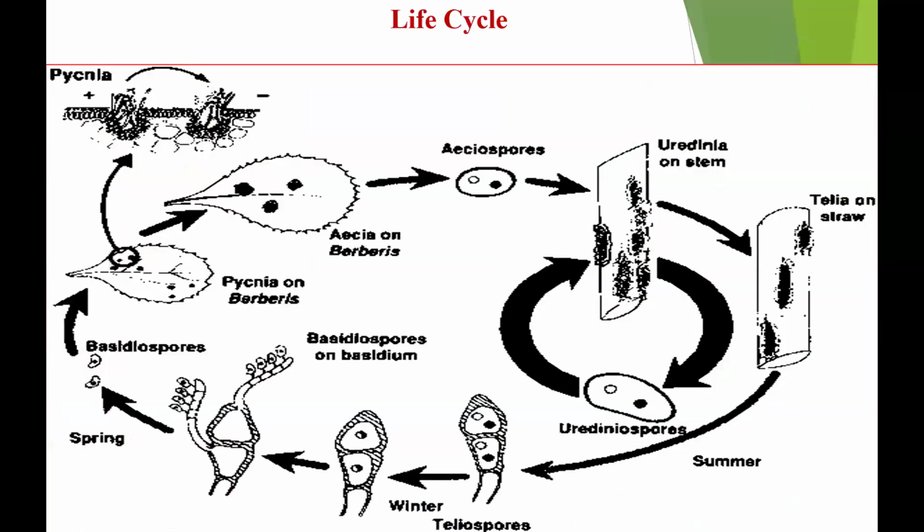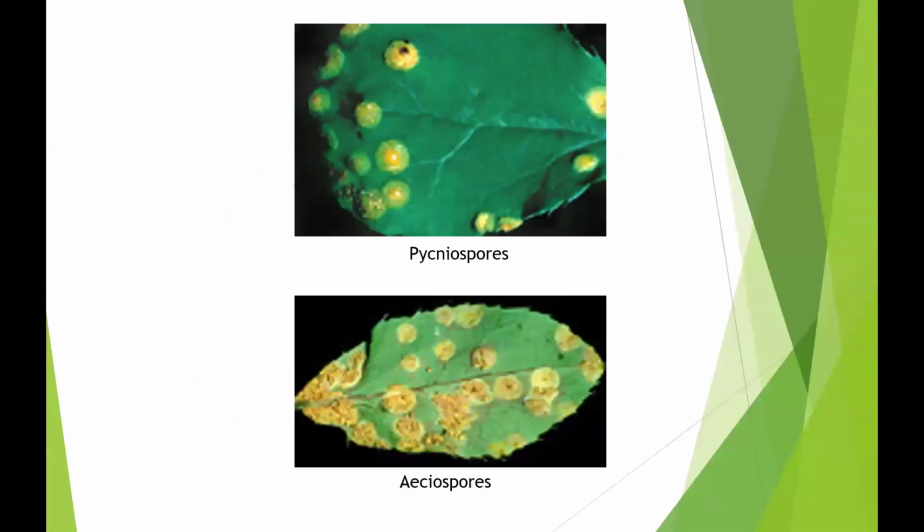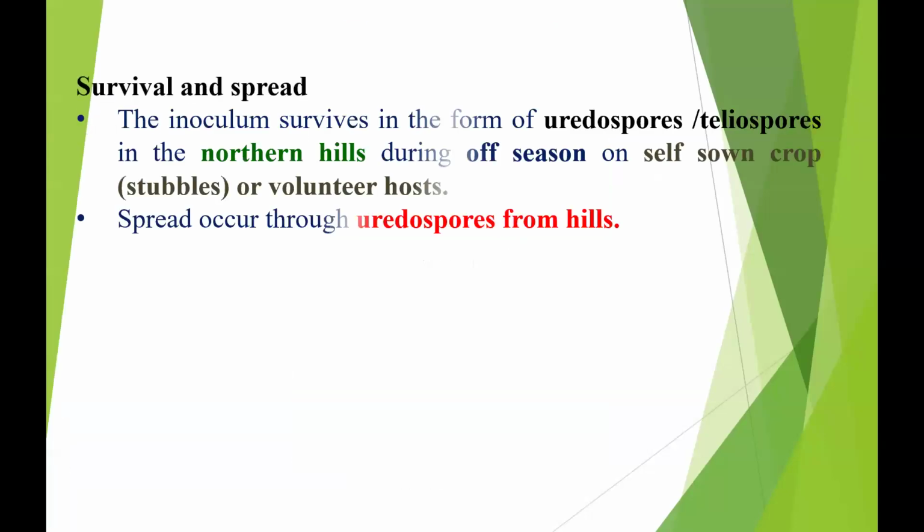In the life cycle, the urediospores are the repeating spores which we can see on the stems and leaves, which keep on repeating throughout the crop present in the field. Then when the summer ends and harvesting is done, it overwinters in the crop debris in the form of teliospores, and then they germinate and form basidiospores, which infect the barberry, the alternate host for this fungus. Then again spores are formed, which infect the wheat plant in the next season. These are the pycnospores and the aeciospores. As I said, the urediospores and teliospores are the repeating and resting spores, respectively.